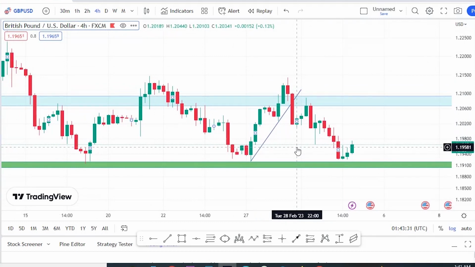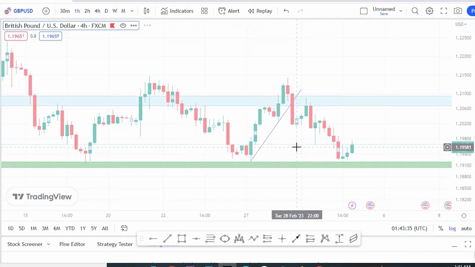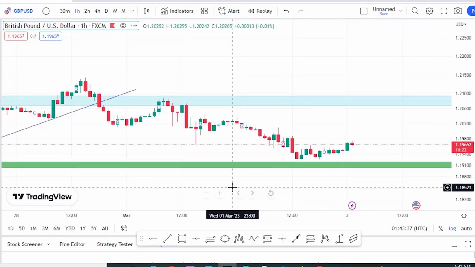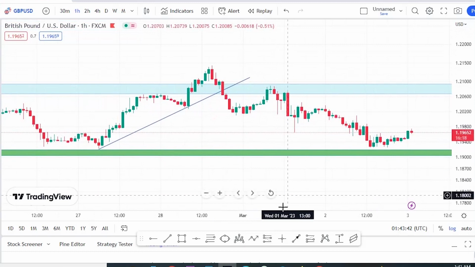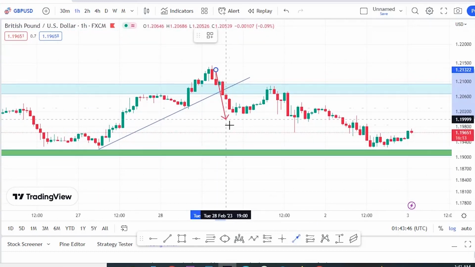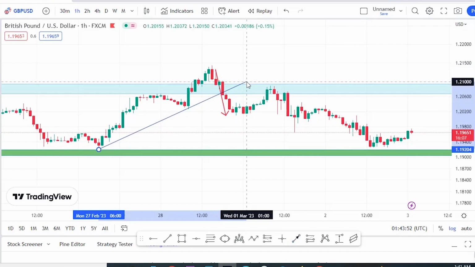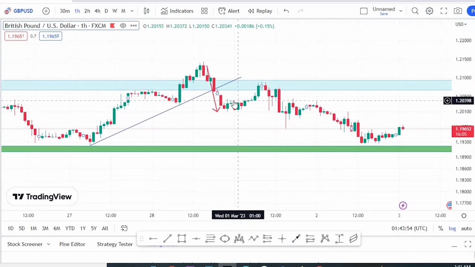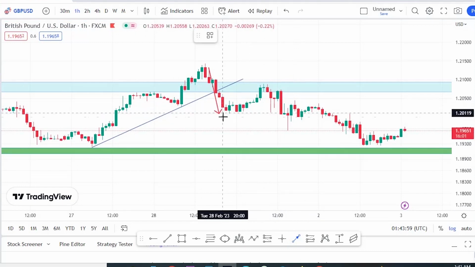So let's move on to the H1 time frame. That was where I was able to get into the trade. You can clearly see after the break of the counter trend line that I placed right there, price came back for a retest right here.